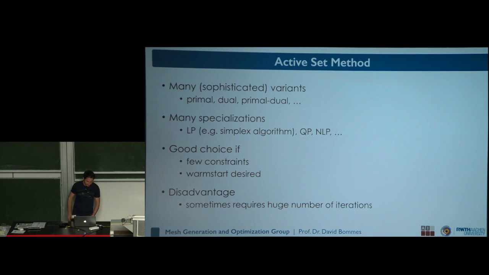There are also disadvantages. For some problems, you really require a huge number of iterations. In particular, you can imagine if the boundary of your domain is very complicated and has lots of small segments on the boundary, then you have to activate and deactivate a lot of constraints, which means you have to do a lot of iterations until you find a point where the conditions are satisfied.